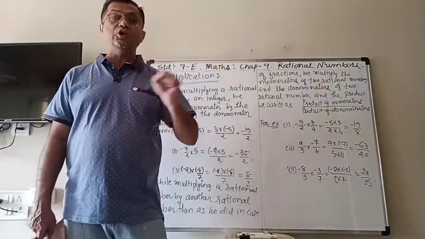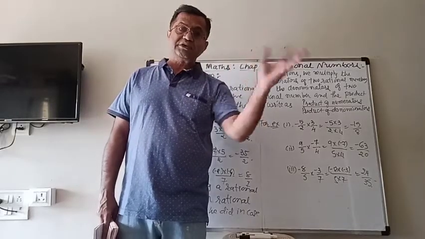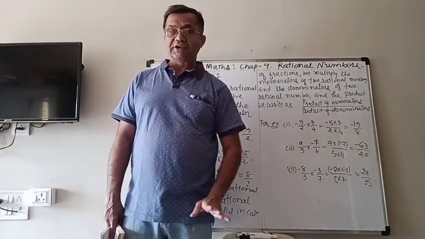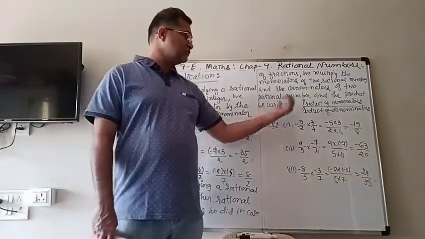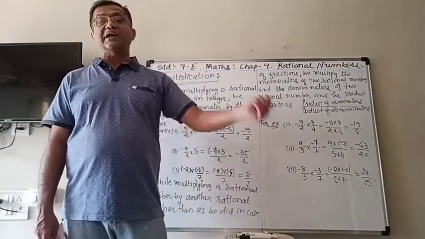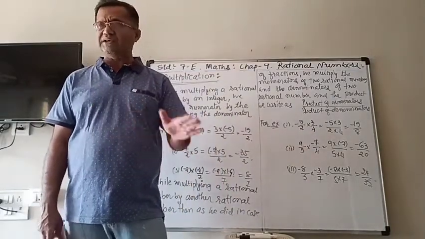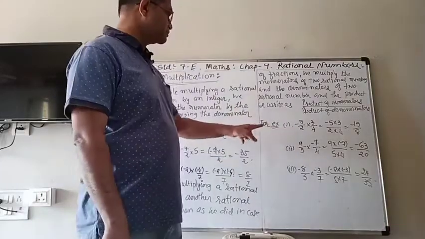But in addition we don't do that. In addition we only add numerators keeping the same denominator. So that's the big difference. Sometimes in multiplying also they are making it by multiplying, taking LCM. In multiplication we don't need LCM. Multiplication is very simple. Look here.